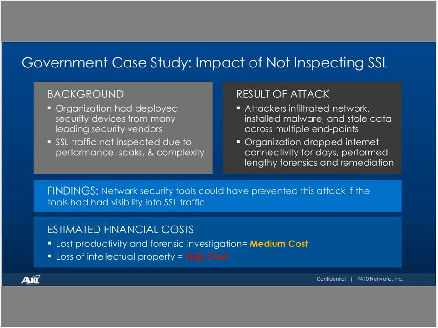So for them, the cost for the loss of productivity in the network, in the forensics investigation when they were taken offline was moderate, but it was okay. But the loss of intellectual property, which included valuable government information, that was extremely high, almost not quantifiable. So for them, they realized they had to inspect SSL traffic, and subsequently they have started decrypting SSL.